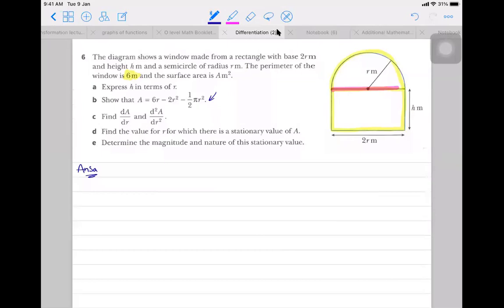Okay, so for the perimeter of the window, the rectangle has a perimeter of 2 times length plus 2 times width, where the width is h. So 2 times 2r plus 2h plus the arc length of a semicircle, which is 2 pi r over 2. So 4r plus 2h plus pi r, and the perimeter was equal to 6 meters.